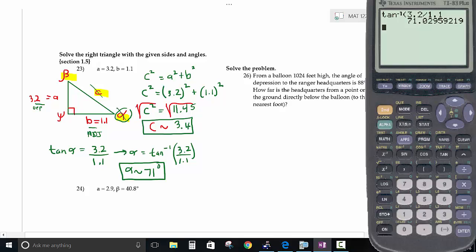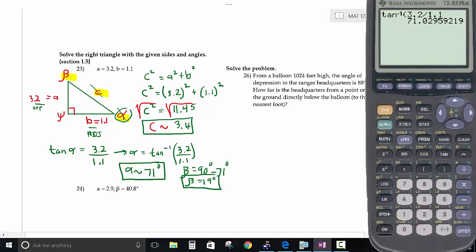Now we find beta. The key thing is alpha and beta add up to 90 degrees in a right triangle. So beta is just going to be 90 degrees minus the 71 degrees. So that's going to be 19. So the problem is solved.